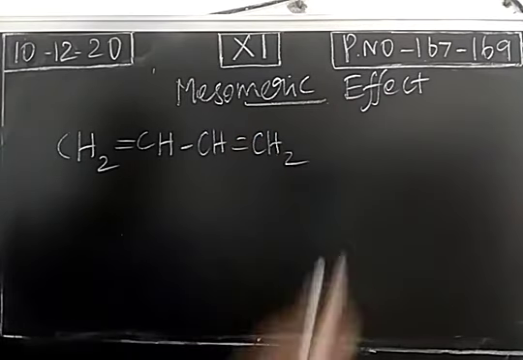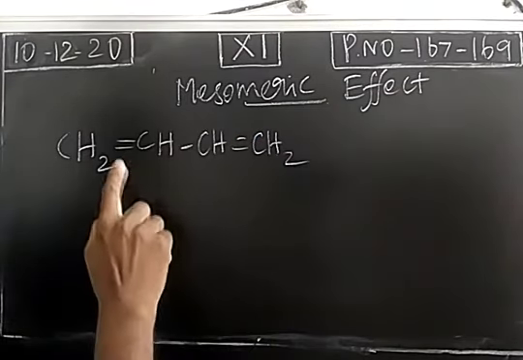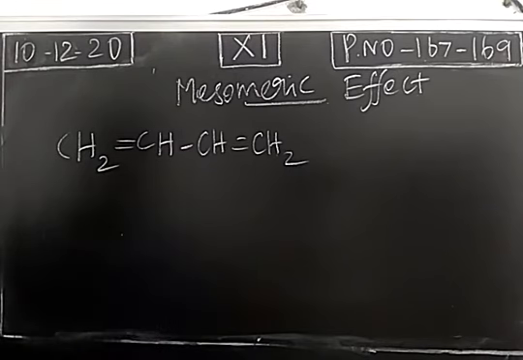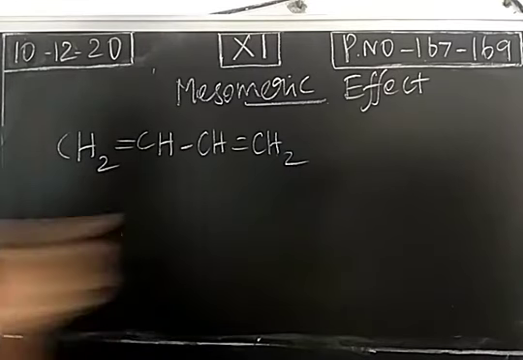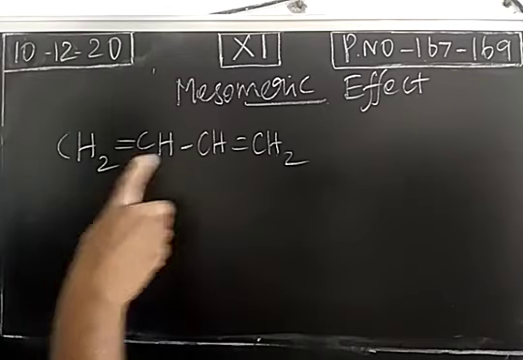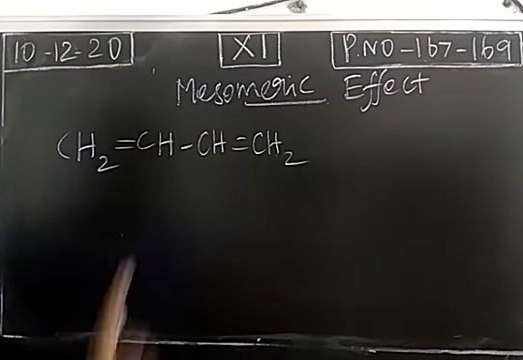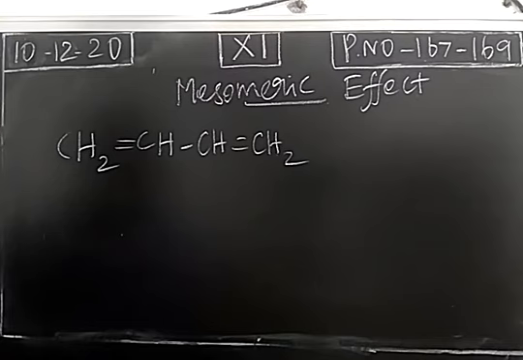What is the meaning of conjugated? Alternate double bond and single bond. You take the compound: double bond, next single bond, then double bond. So when a compound has alternate single bonds and double bonds, the system is considered a conjugated system. The compound is a conjugated one. So this is 1,3-butadiene, or but-1,3-diene. At the first and the third position, we have a double bond.